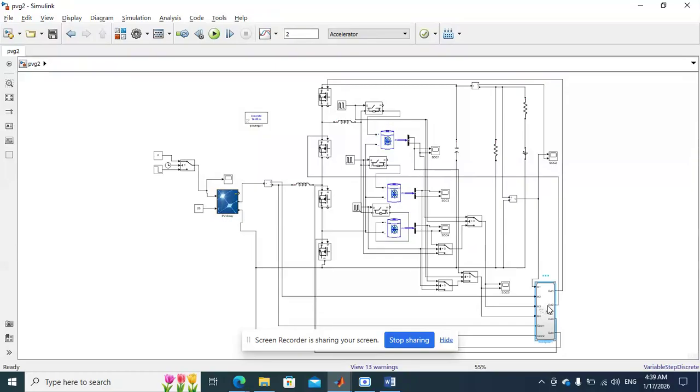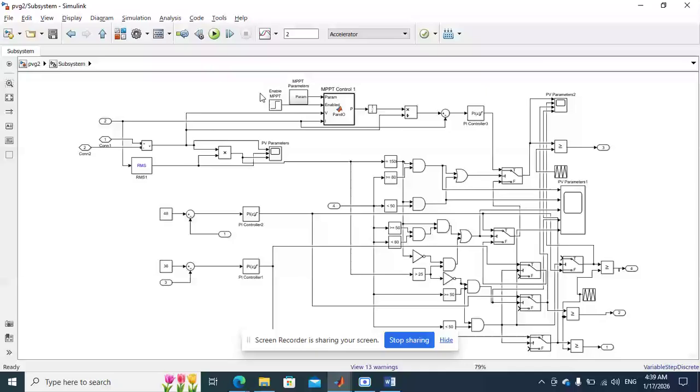For this, three loops are there. One is MPPT control based voltage control, that is for PV applications. Here from the PV, voltage and current are measured and given to the P&O based algorithm. From that, reference power is generated, which is divided by the voltage to get the reference current, and that is compared with the measured PV current. The error is given to the PI controller. The PI controller will generate the duty ratio here.